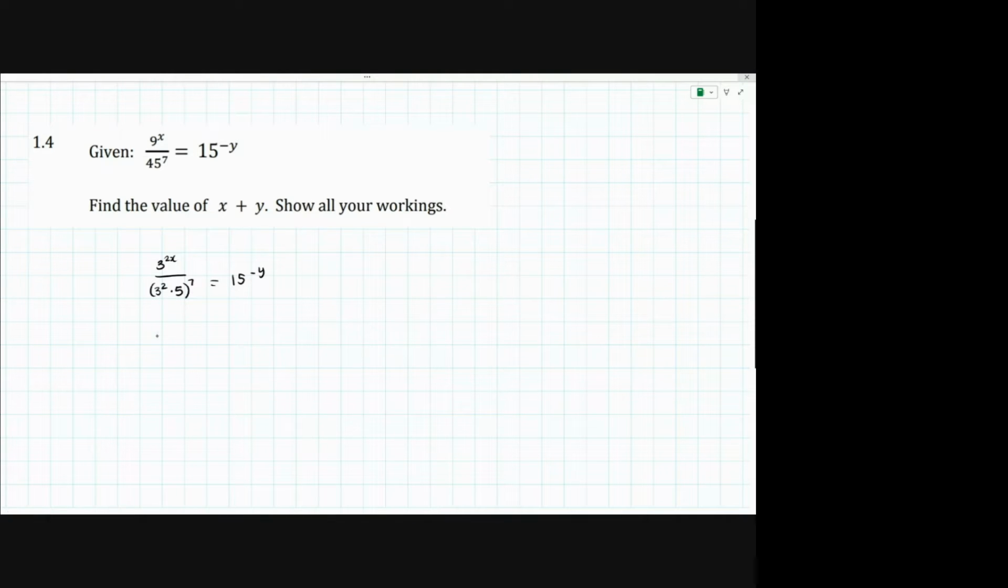And 15 we can also write as a prime base, actually. So let's do that. So 15 as prime bases is 3 times 5 to the negative y. So what we have is 3 to the power 2x over 3 to the power 7 times 2, which is 14, times 5 to the 7 equals 3 to the negative y times 5 to the negative y.